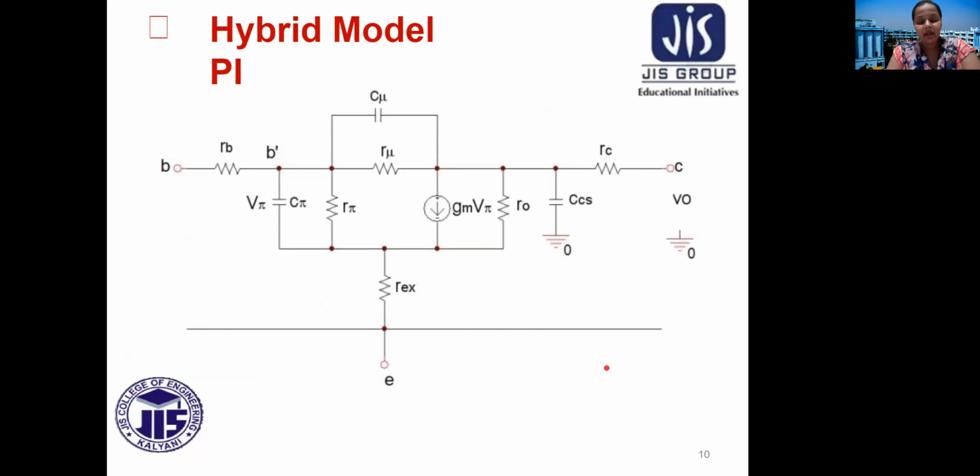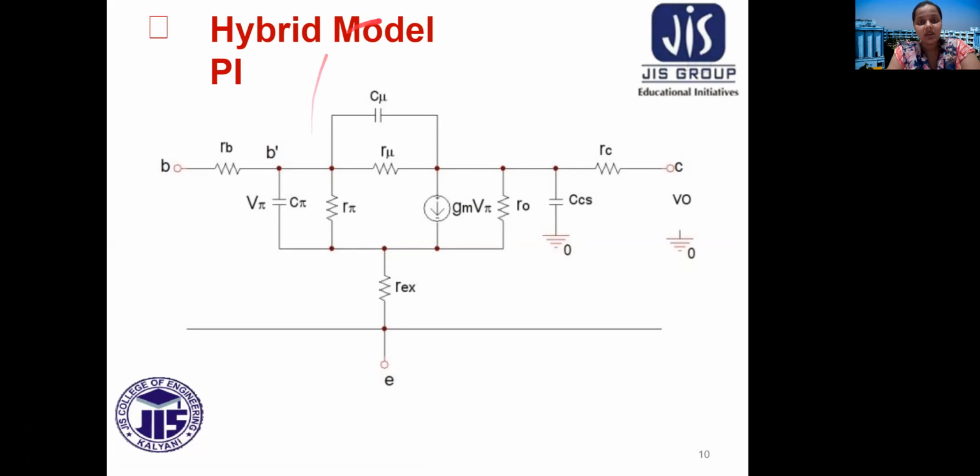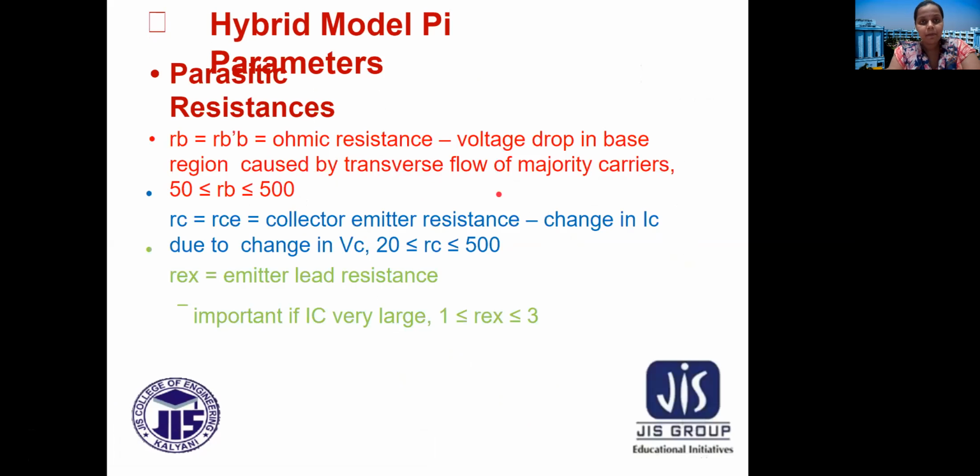Hybrid model pi. I will request all of you to draw this circuit, to keep this circuit in your copy, because the question may come like draw hybrid pi model of transistor. So you have to draw this particular circuit. Why is this known as pi model? Because this arrangement of resistor and capacitor is similar to a pi circuit, so this is known as pi model.